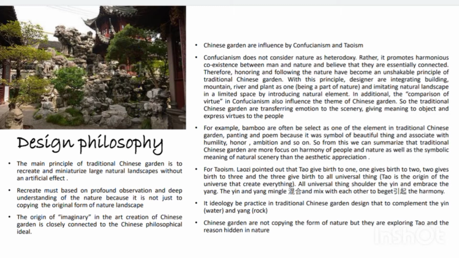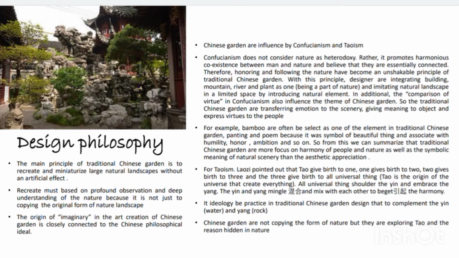Confucianism promotes harmonious coexistence between man and nature, and believes that they are essentially connected. Therefore, the traditional Chinese landscape always integrates buildings, mountains, rocks, rivers, and plants to create harmony between man and nature. The Chinese garden also emphasizes the symbolic meaning of elements and transferring emotion into scenery, giving meaning to objects and expressing virtue to the people.